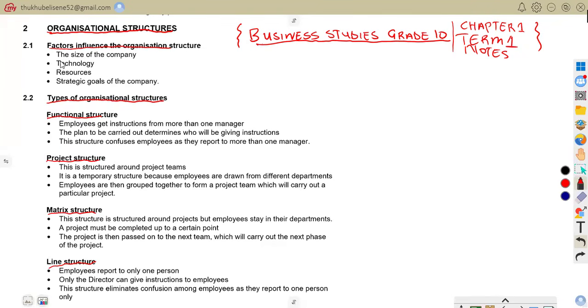The first factor is the size of the company. We know that bigger companies need more departments and managers. For example, a large supermarket chain needs HR, finance, marketing, and so on, while a small tech shop does not. That's what it means when we talk of the size of the company.